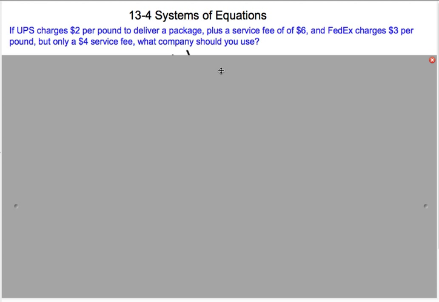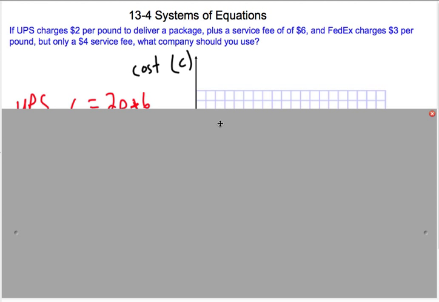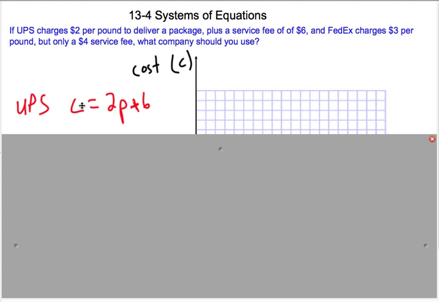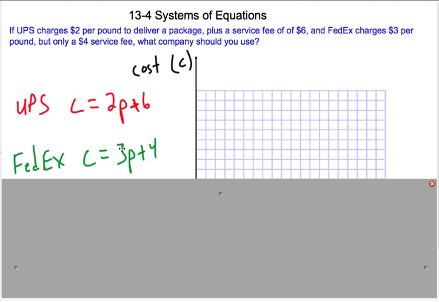So what we're going to do is come up with a system of equations. And a system just means more than one equation. Okay, so for UPS, the cost of sending this package, C, is going to equal $2 per pound, so that's 2p, plus $6 on top of that. And now for FedEx, the cost is going to be $3 per pound, so 3 times the amount of pounds, plus a $4 service fee.